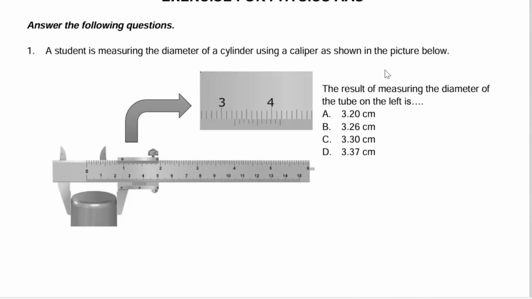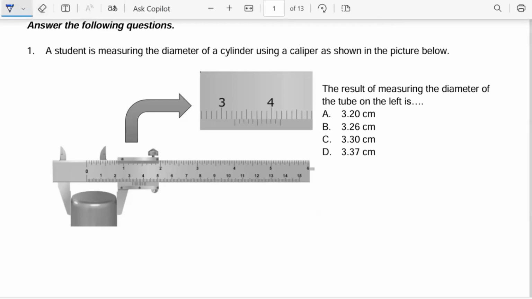The first question gives us a picture of measuring a cylinder's diameter using a caliper, as shown in the picture. You need to get the result of the measurement of the diameter of that tube. Okay, so first we need to know what the main scale is.